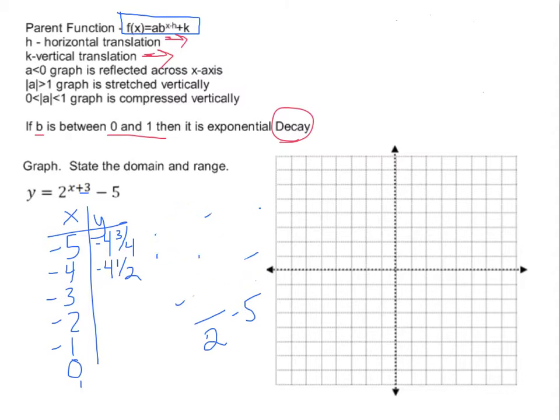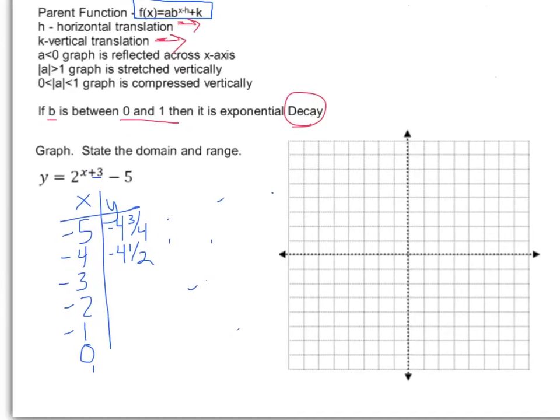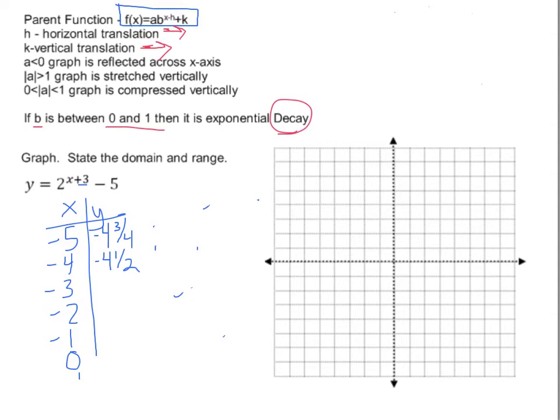Alright, so now let's plug in the -3. So the -3: 2 to the -3 plus 3 minus 5. Well, -3 plus 3 is 0, so this is 2 to the 0 minus 5. Remember, anything to the 0 power is 1, so this is 1 minus 5, which is -4.